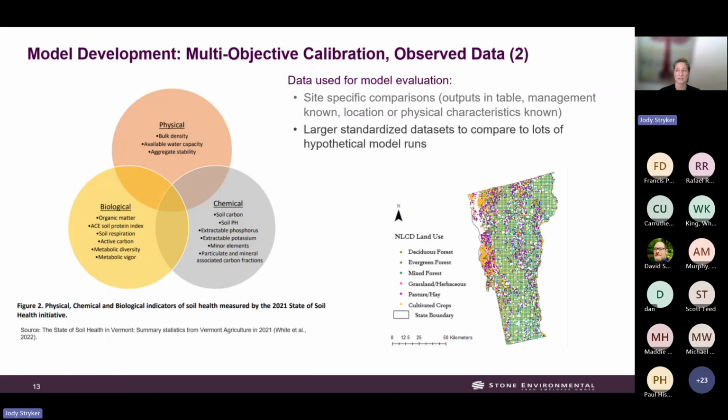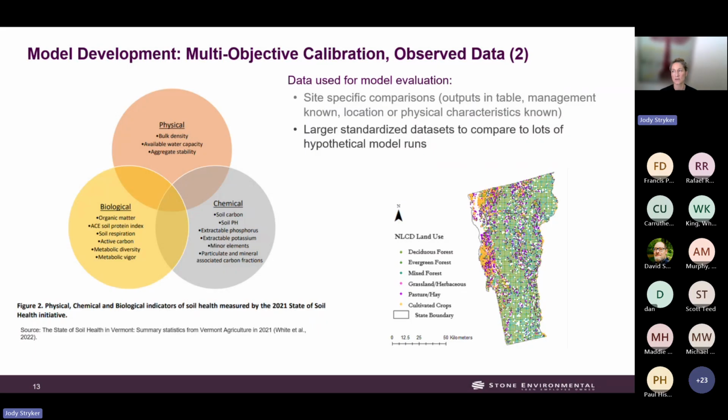We then used some additional data sets that comprised standardized soil health measurements for a larger number of sites, but sites that we didn't have enough information to set up specifically in Apex. These data sets were the product of soil sampling across the state of Vermont using the Cornell Soil Health, or CASH framework.